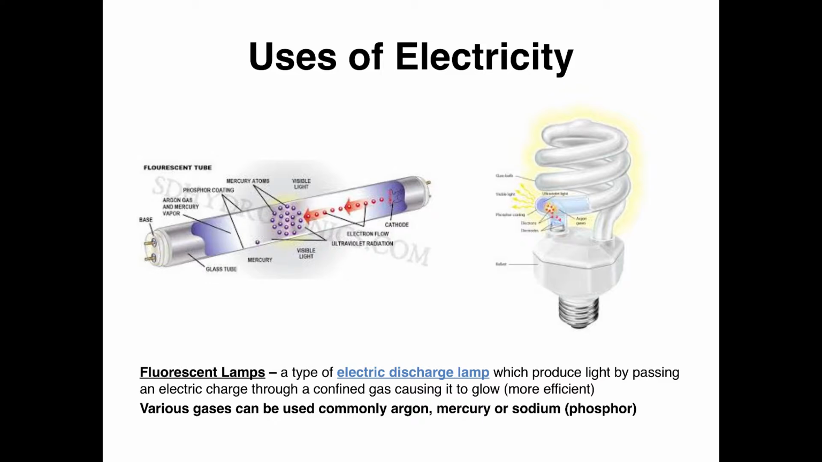And various gases are used. The most common are mercury and sodium. Also, mixtures of mercury and argon or mercury and sodium can be used. As I said, the CFL bulb, which just stands for compact fluorescent lamp, is essentially the same kind of bulb, except you've miniaturized the glowing part so that it can be about the same size as an incandescent bulb that's used in the house.